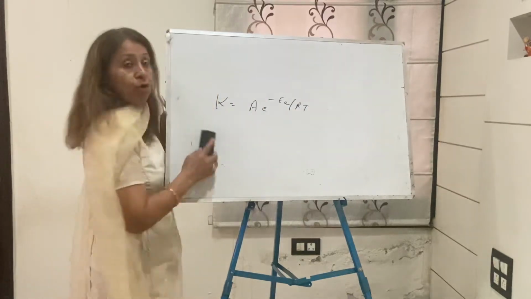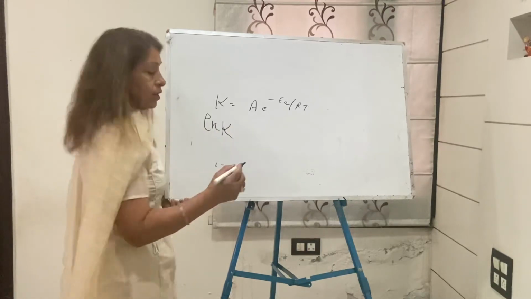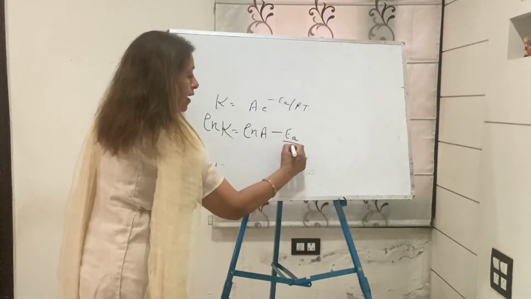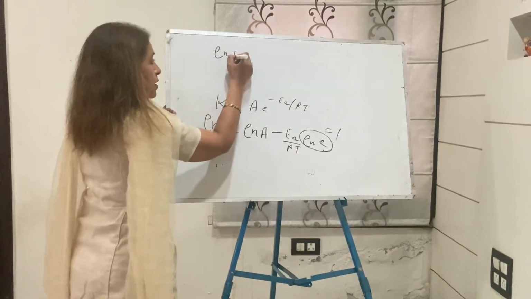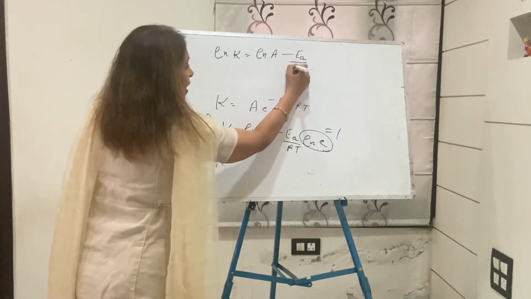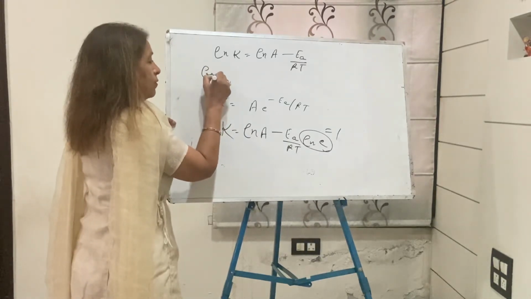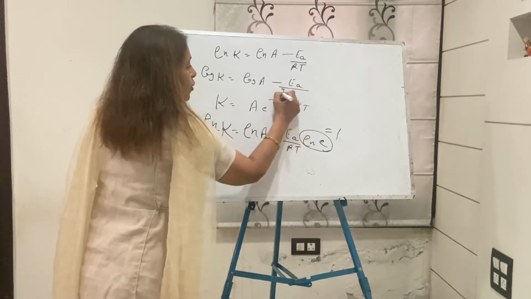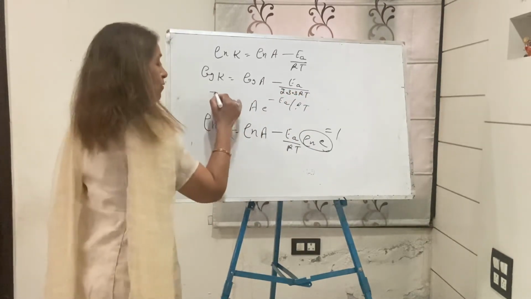Let us make more and more formulas. Taking natural logarithm on both sides: ln k = ln A + ln e^(-Ea/RT). Ln e is equal to 1, so your answer becomes ln k = ln A - Ea/RT. Or you may call it log k = log A - Ea/(2.303 RT). This equation, this formula, we will use in the numericals.